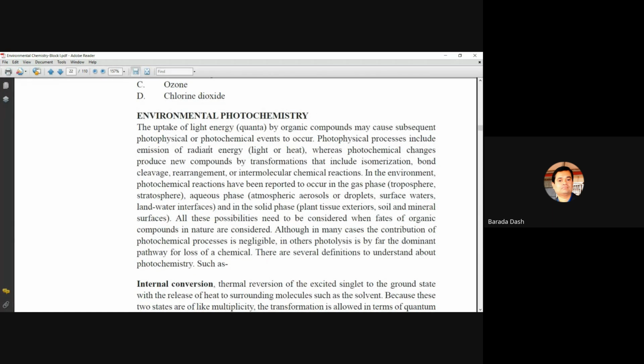Environmental photochemistry. What is photochemistry? It is the uptake of light energy, or quanta of energy. Your light has photons. If those photons are absorbed by a particular substance for a reaction to occur, that kind of chemistry, or that kind of phenomenon, is called photochemistry. Basically, light energy from the photons is absorbed by the reactants of a particular reaction to produce the products.